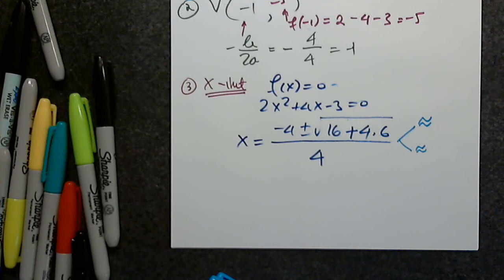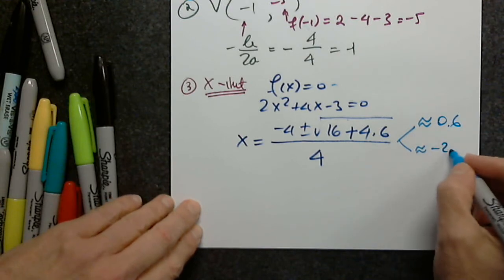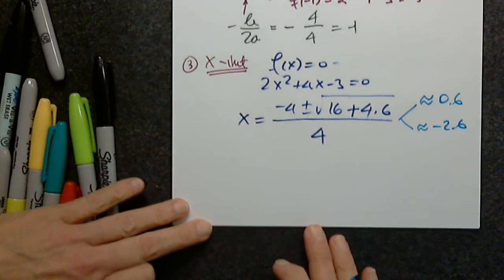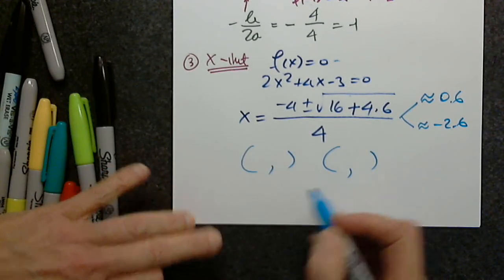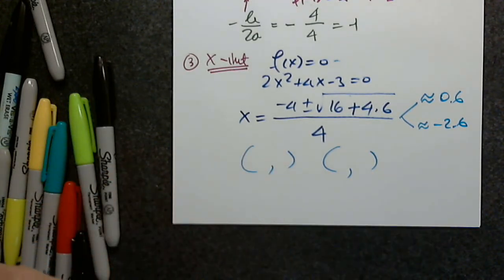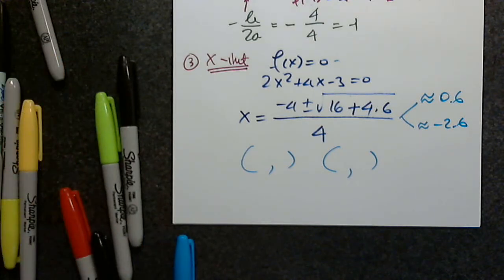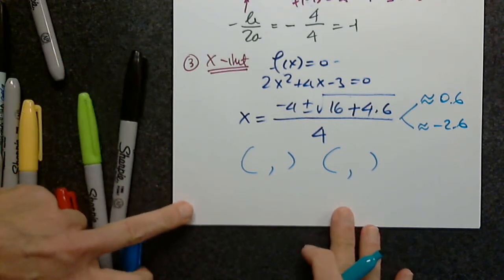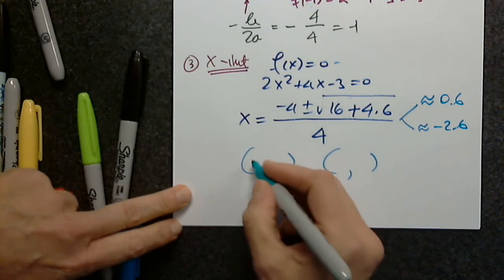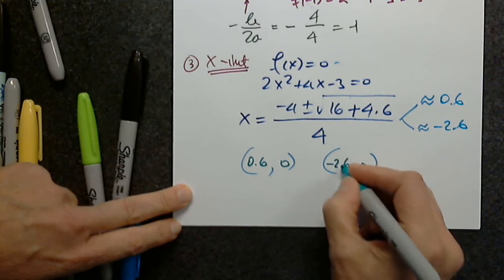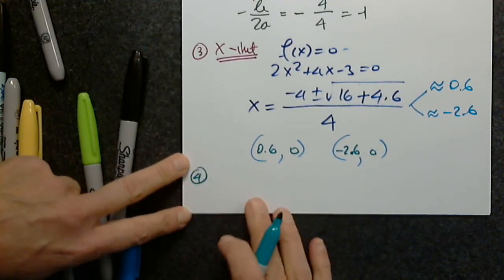And the other one is negative 2.6. So 0.6 roughly, and negative 2.6. Now, what are the ordered pairs that I have to plot that represent the x-intercepts? Can anyone give us the ordered pairs? Perfect. Very good. Awesome. Step number 4. Any questions?